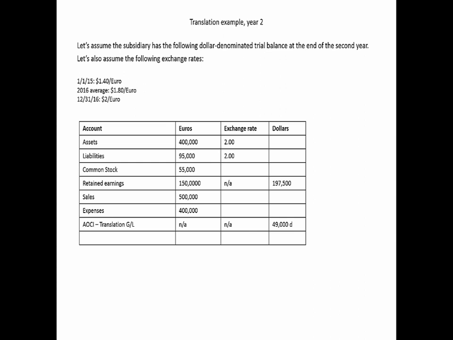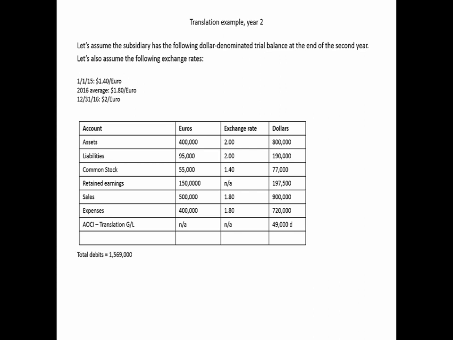Assets and liabilities at $2 per euro. Common stock or our paid-in capital accounts at the historic rate from the date of acquisition. Revenues and expenses at the average rate during the year. And again, I didn't put any dividends in just because we don't need to muddy the waters. We multiply those across to get the appropriate values.